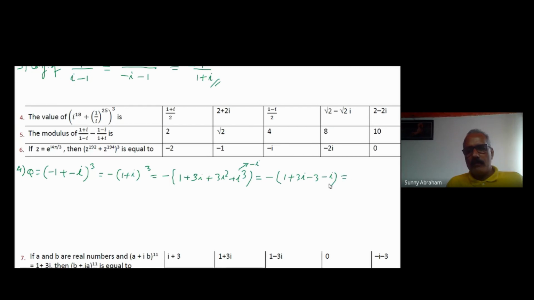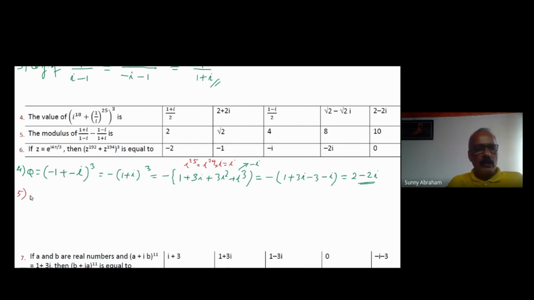Open the bracket and simplify. You have 1 minus 3, minus 2. Minus of minus 2 plus 2, 3 iota minus iota, 2 iota. Minus 2 iota is your answer. Remember, iota raised to 25 is equal to iota raised to 24 into iota. That's equal to iota. 24 is a multiple of 4, hence it is 1.